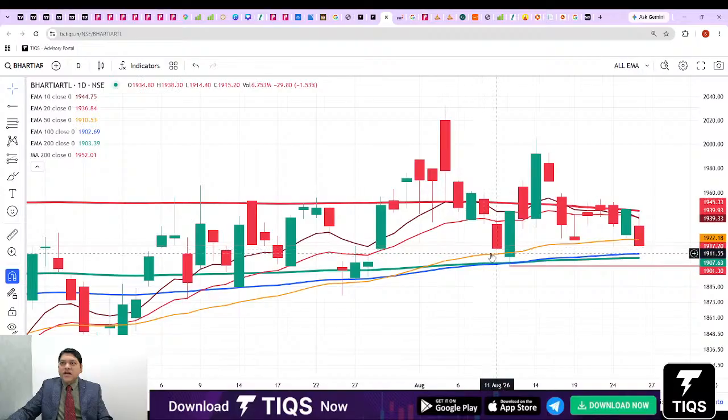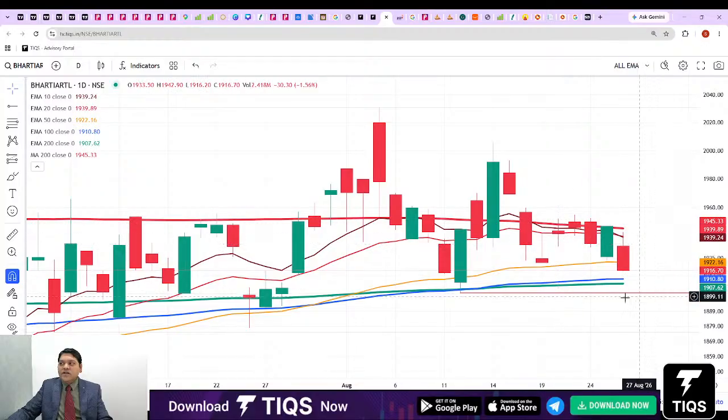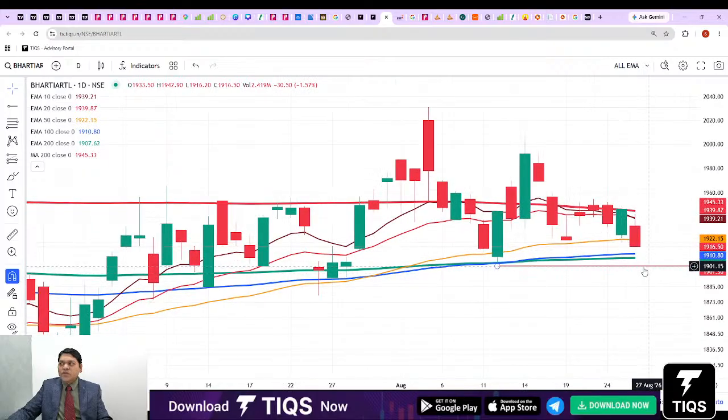This is the chart of Bharti Airtel. As per the structure, it is weak. As per the trend, it is down to sideways, and the momentum currently you can see it is weak because it is trading negative by 1.57%.